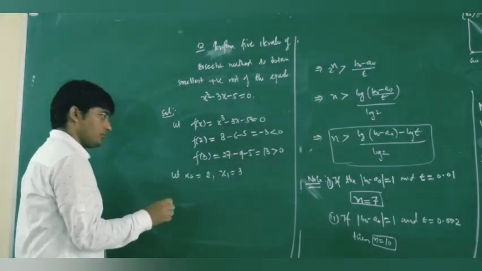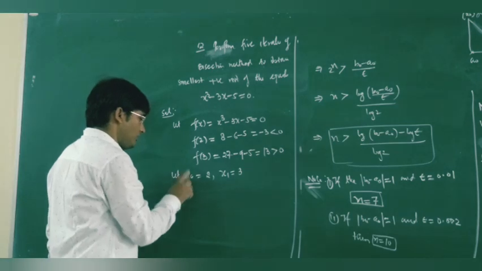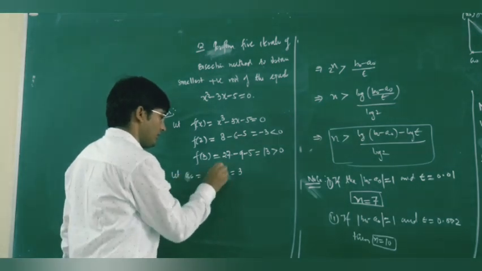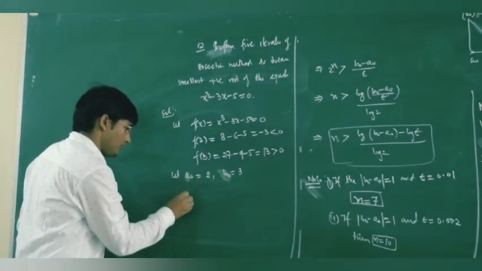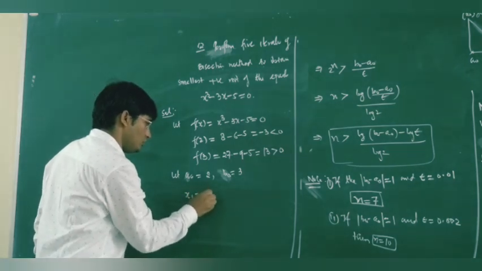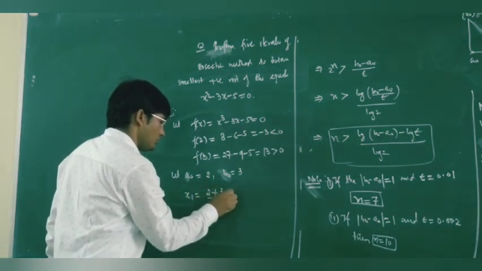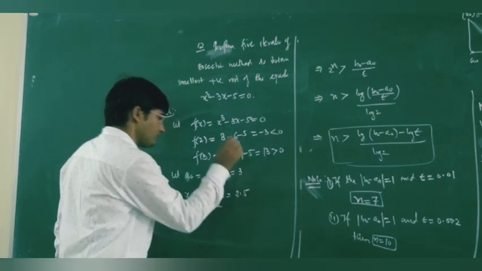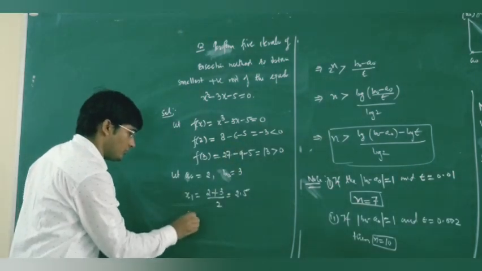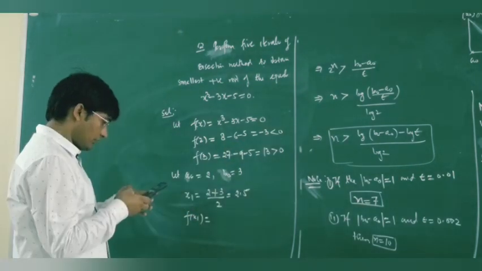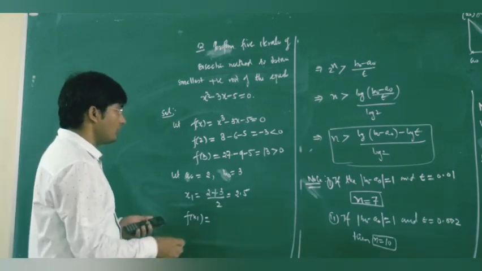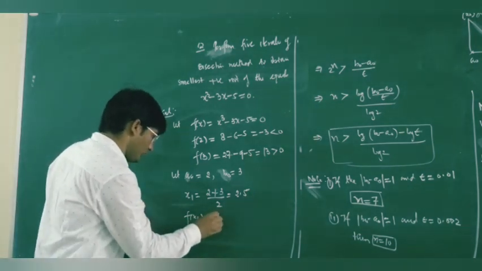So say this is your a0 and this is your b0. Your first iteration will be (2 plus 3) by 2, so this is your 2.5. Now let us find out the value of the function at this x1. Then the value of the function is 3.125.